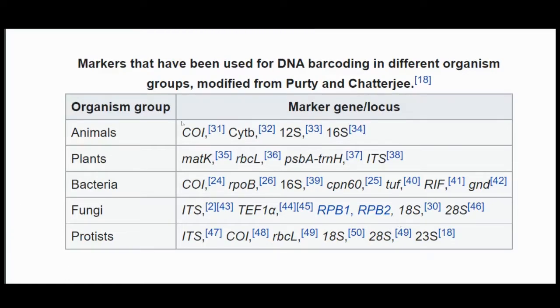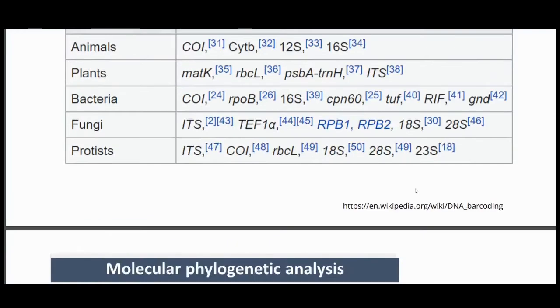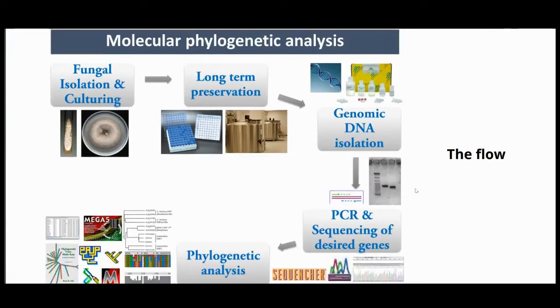These are the markers used for molecular identification. For animals, cytochrome oxidase. For plants, maybe rbcL and ITS. For bacteria, 16S rRNA. For fungi, ITS. For protists, ITS. So this is from the Wikipedia page.